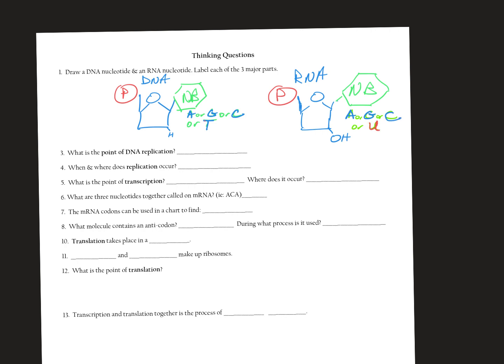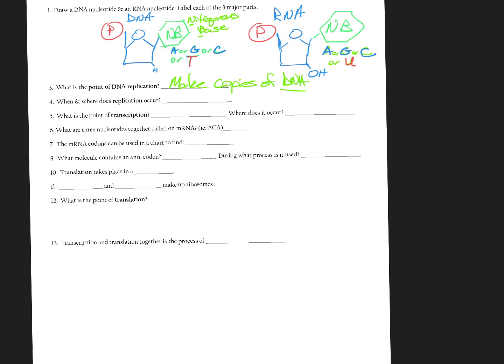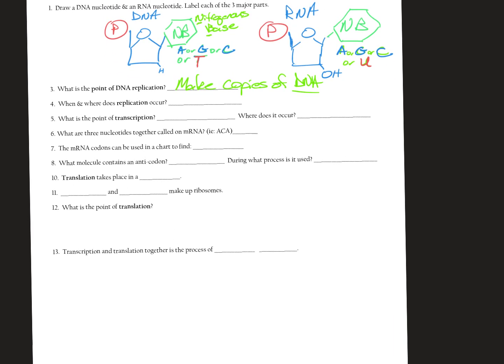You said NB stands for what? Nitrogenous base. What is the point of DNA replication? Make copies of DNA. Now, we really haven't gone over DNA replication, so I'm not even sure if these are appropriate questions. When and where does replication occur? In the nucleus. Has to happen in the nucleus.